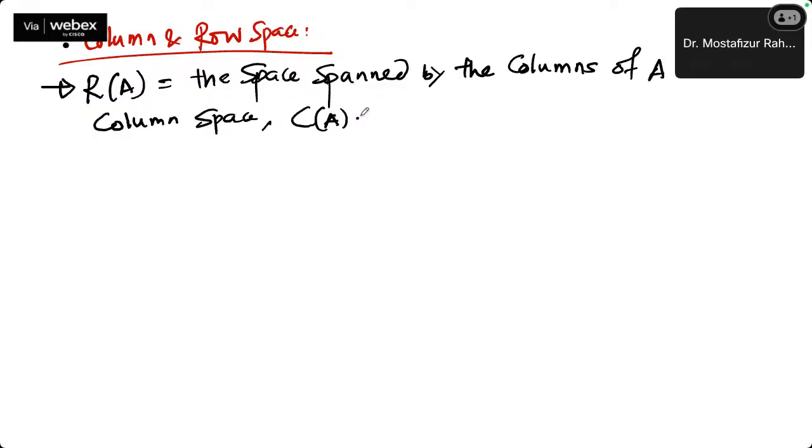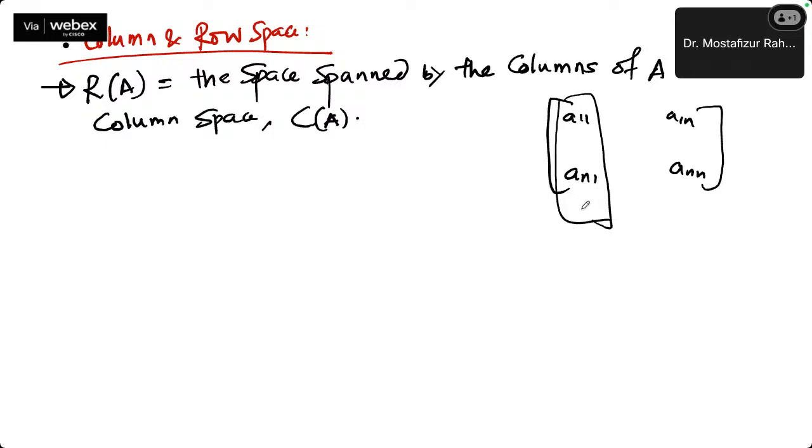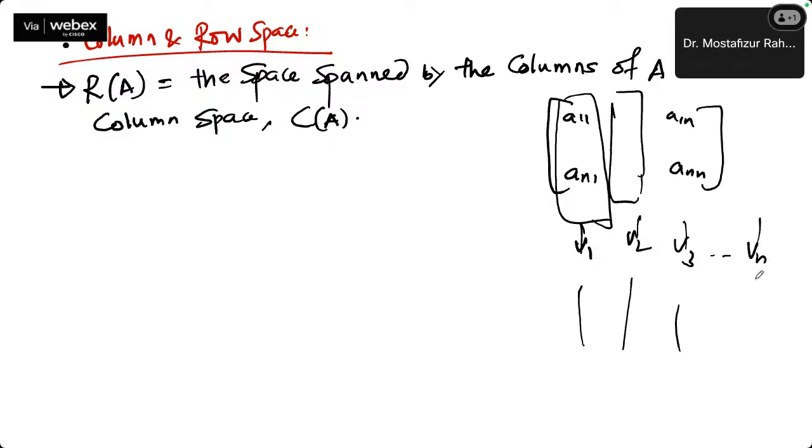Basically, if you see the matrix A, with entries A11 up to A1n and so on, you think of the first column as the first vector v1, the second as v2. You take each and every column, v3 up to vn. With all these column vectors, you take linear combinations and you get a space. That particular space is called the column space.